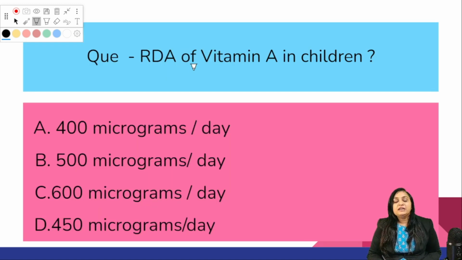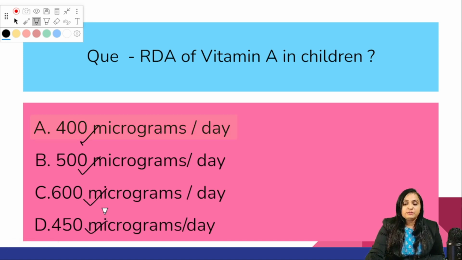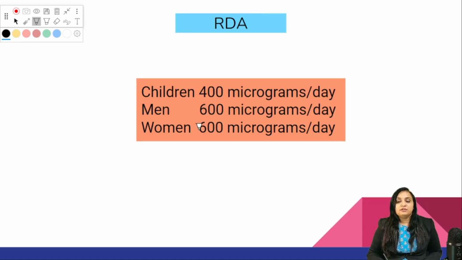What is RDA, recommended daily allowance, of vitamin A in children? Is it 400 microgram? Is it 500 microgram, 600, or is it 450? This is just a number we have to remember. The correct answer is 400 microgram per day. For men it is 600, for women it is 600. In lactation and pregnancy it becomes 900.